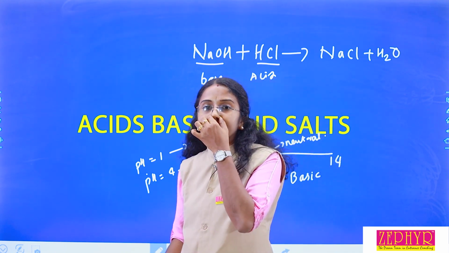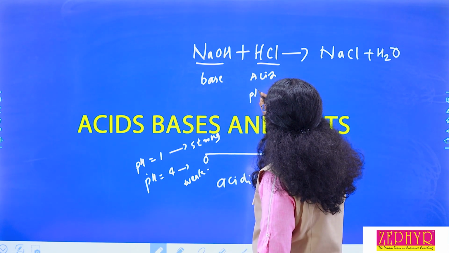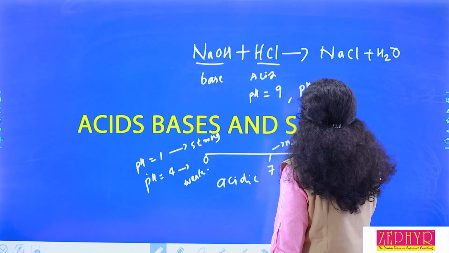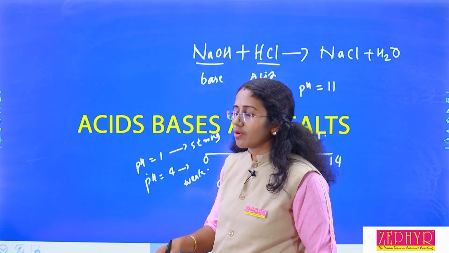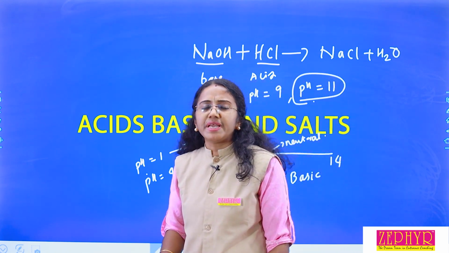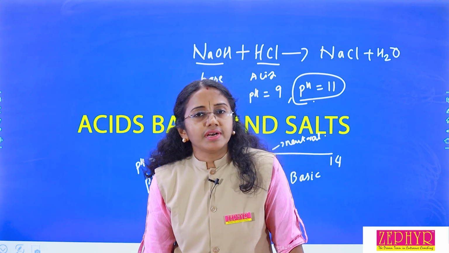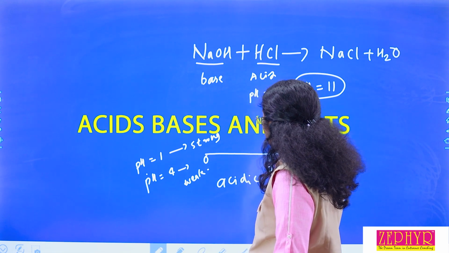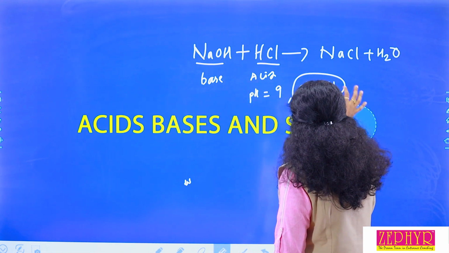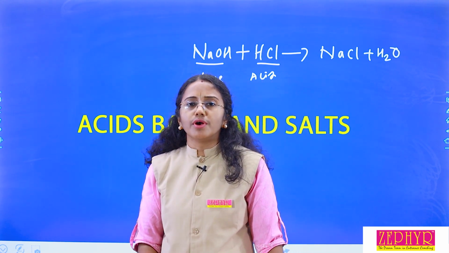And what about in the case of bases? pH equal to 9 and pH equal to 11: which is stronger? pH equal to 11. A pH more than 7 is basic, less than 7 is acidic and 7 is neutral. So based on the strength of acids or bases, we can predict the nature of what?